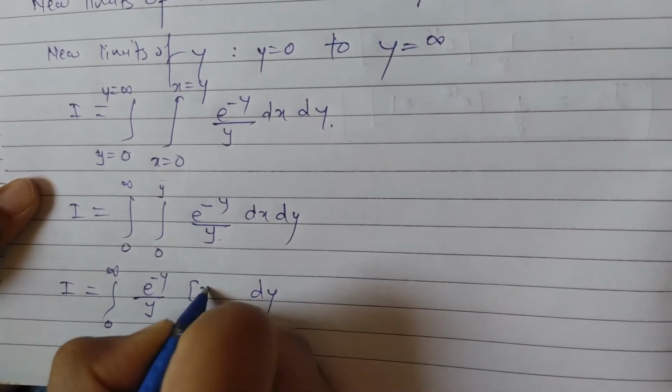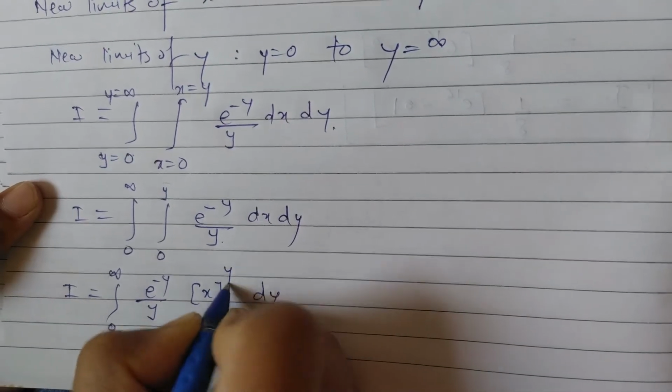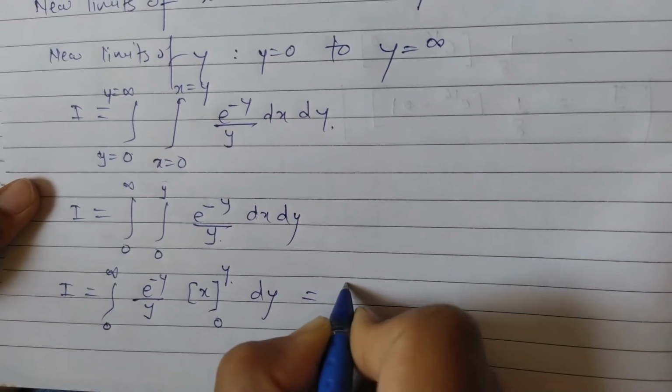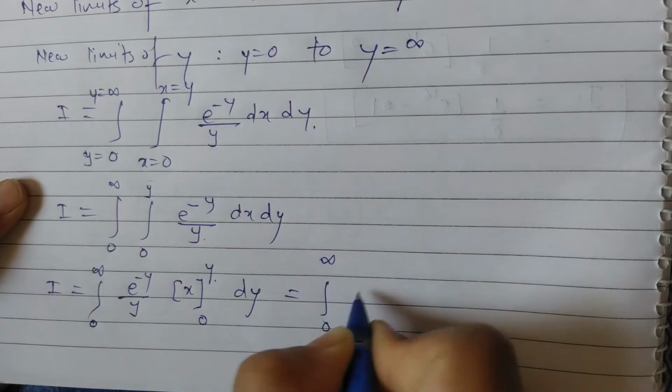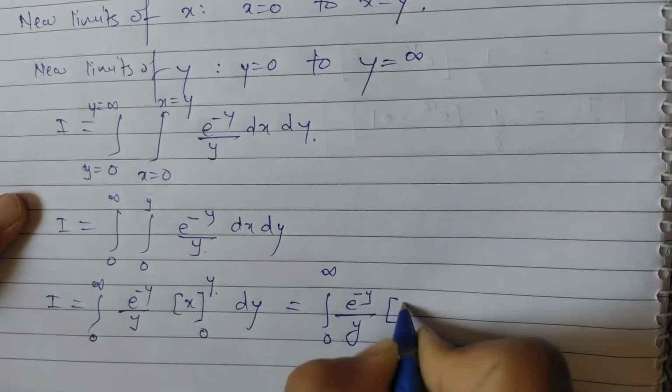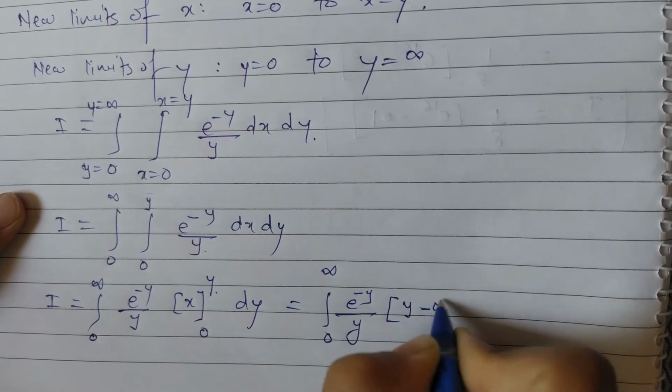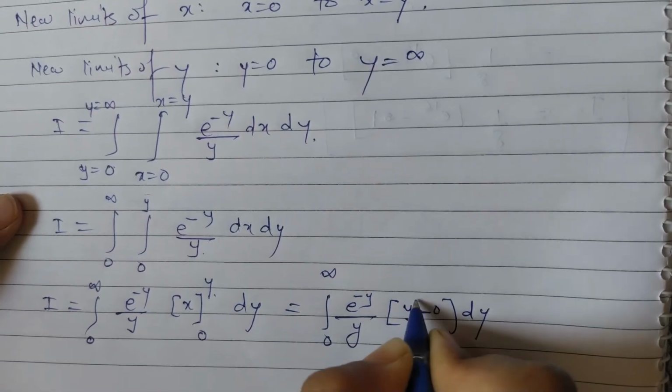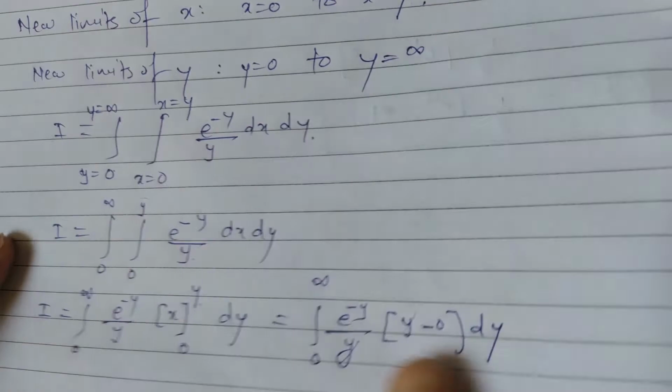What is the integration of dx? x, from 0 to y. Substitute the limits. It becomes the integral from 0 to infinity of e raised to minus y upon y. What is the upper limit? y. What is the lower limit? 0, dy. Now you can see that this y and y get cancelled.